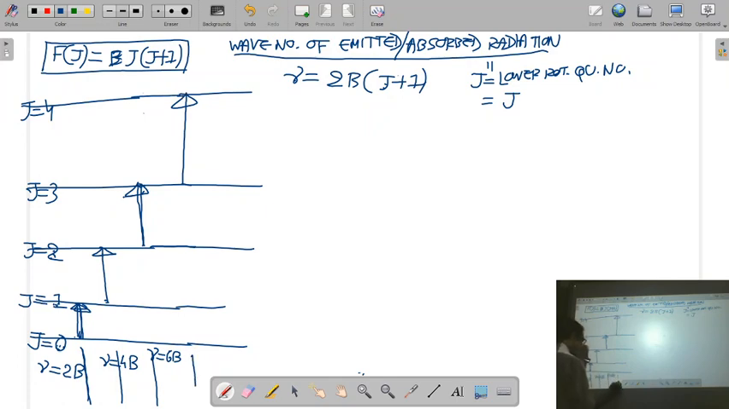I get the fourth rotational line in the rotational spectra, whose wave number is, I have to take the lower quantum number. When the molecule makes a transition from 3 to 4, the lower quantum number is 3. So 3 plus 1, 4 into 2 will be 8b.